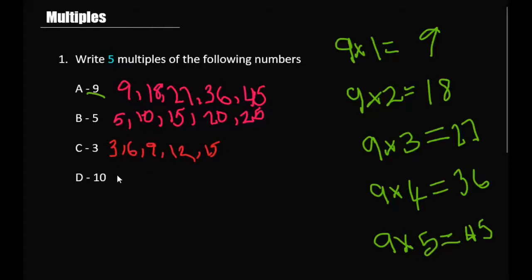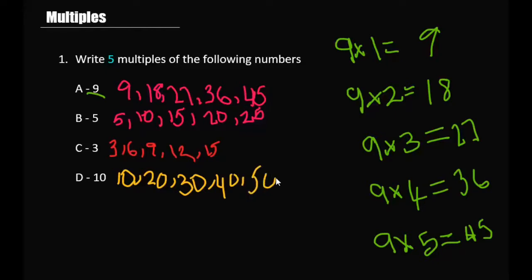So we're going to do 10 times 1 is 10. 10 times 2 is 20. 10 times 3 is 30. 10 times 4 is 40. 10 times 5 is 50. So there we go. We have the first 5 multiples of each of these numbers down here. Let's go to the next question.